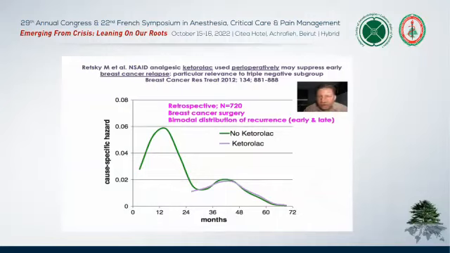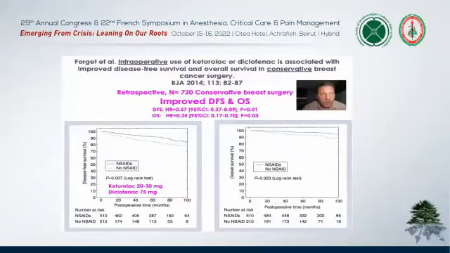But when patients were given intraoperative ketorolac in this study by Forget, there was an almost complete obliteration of the early cancer recurrence seen in these patients. A similar finding was seen in a retrospective analysis looking at conservative breast cancer surgery, giving intraoperative ketorolac at 20 to 30 milligrams and diclofenac 75 milligrams. There was improved disease-free survival and overall survival in this patient group.